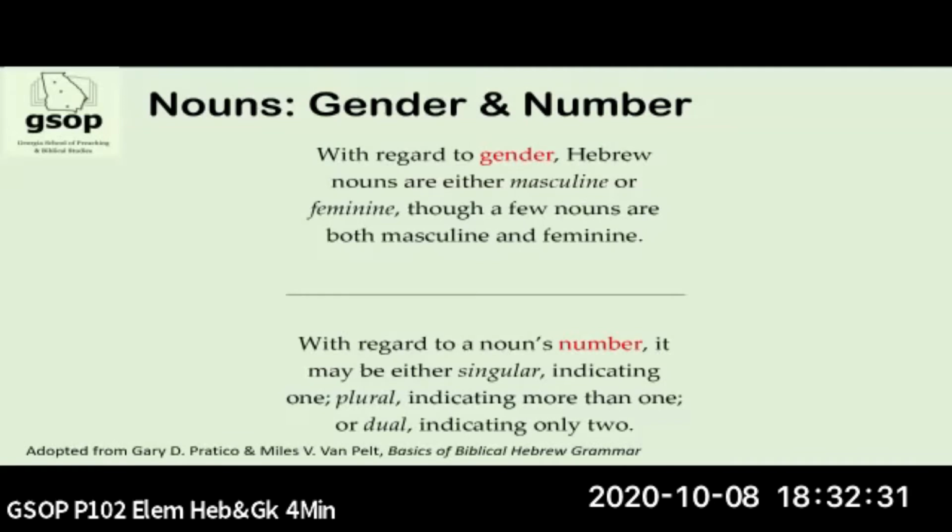So we talked about nouns last week, gender and number. With regard to gender, Hebrew nouns are either masculine or feminine. There are some that are mentioned as both masculine and feminine. Again, it's not that it's male or female. It's a grammatical category. That's important so that, just like in English, verbs align with, well, I'm thinking about singular and plural now. A singular verb should align with a singular noun. A plural verb should align with a plural noun.